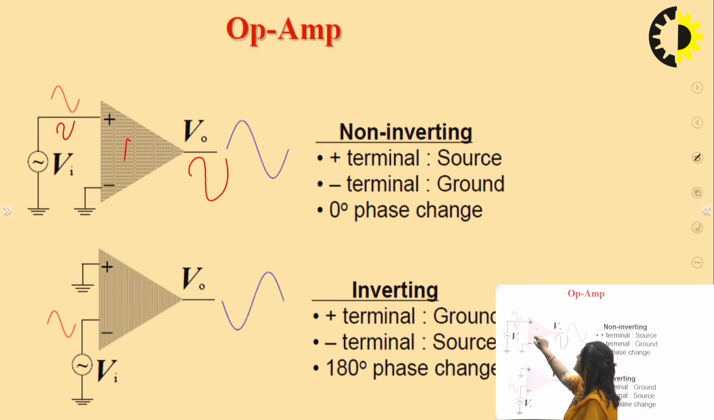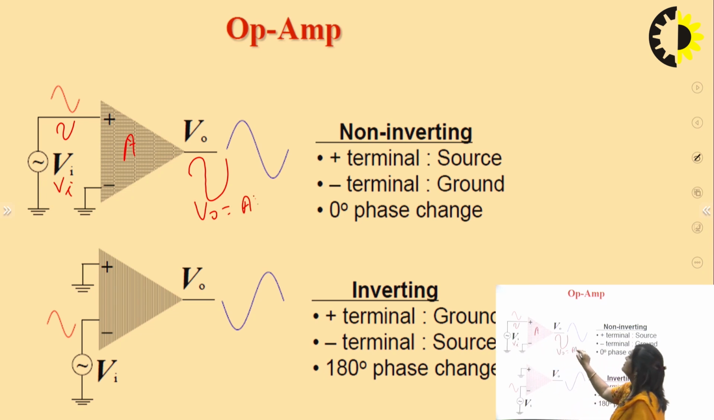Here the gain is A. So here this is Vi. So output would be equal to A times Vi. Amplified output will be there.